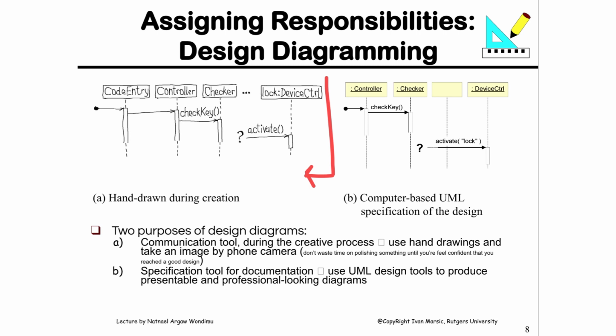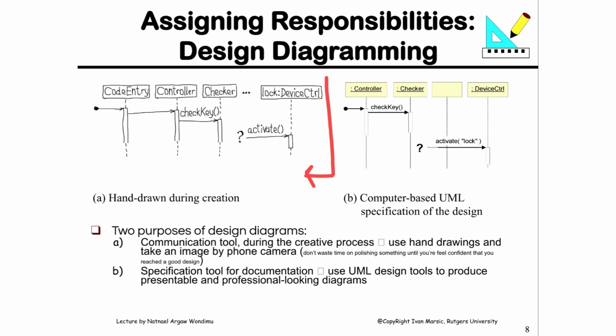This is mainly because you don't have to waste time polishing something until you feel confident that you reached a good design. So the first thing to do while diagramming is to give 100% of your time to validating the process, the control flow, and data flow of the dynamic design, rather than polishing it to look better in the eyes of your customers. It should look correct and accurate in the eyes of your customer rather than beautiful in the first phase.